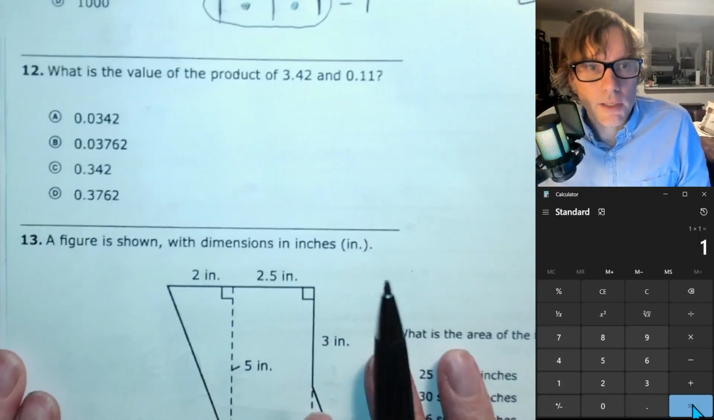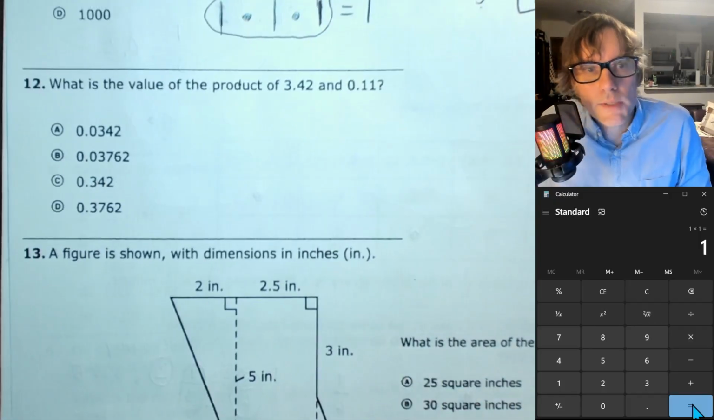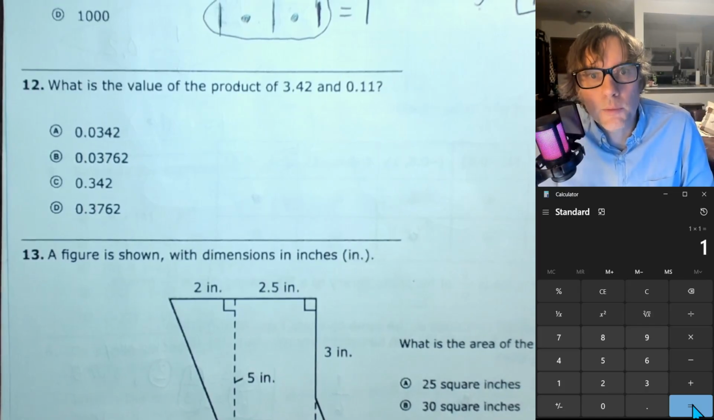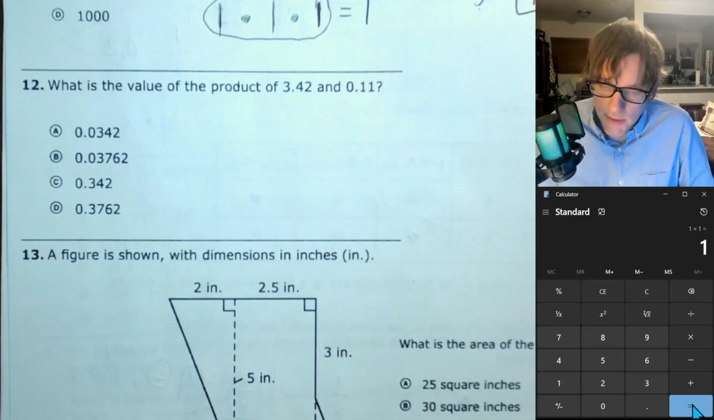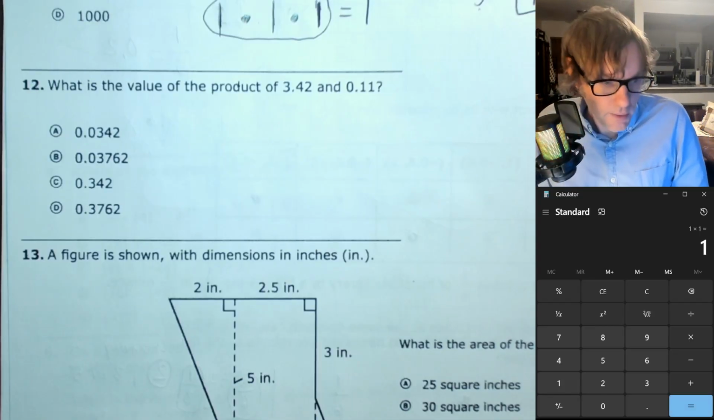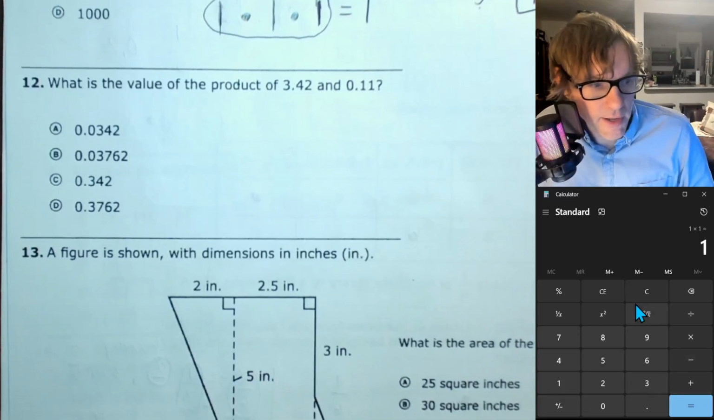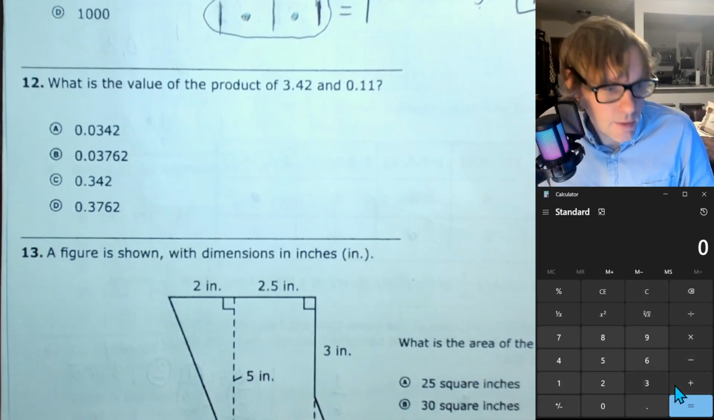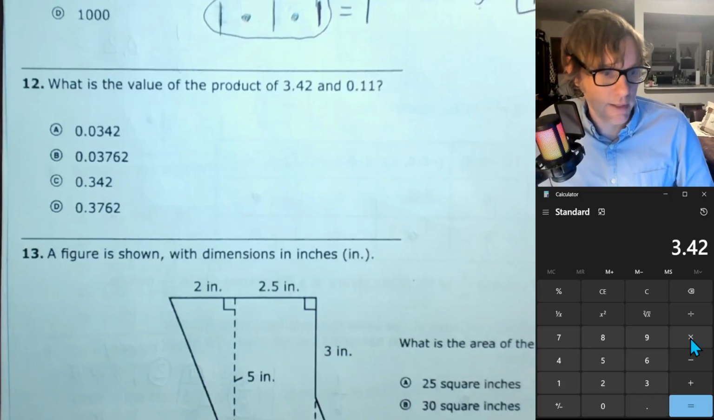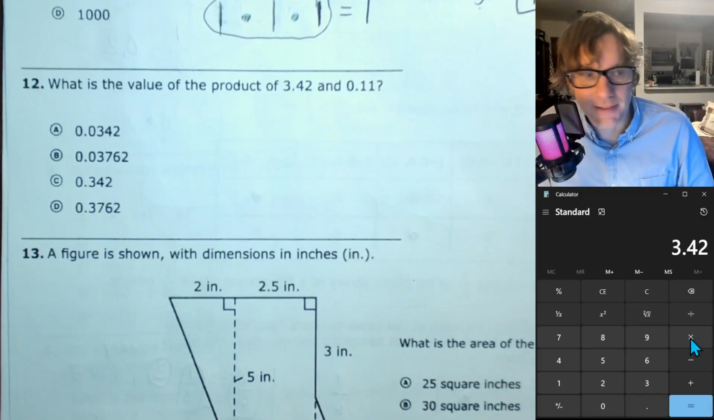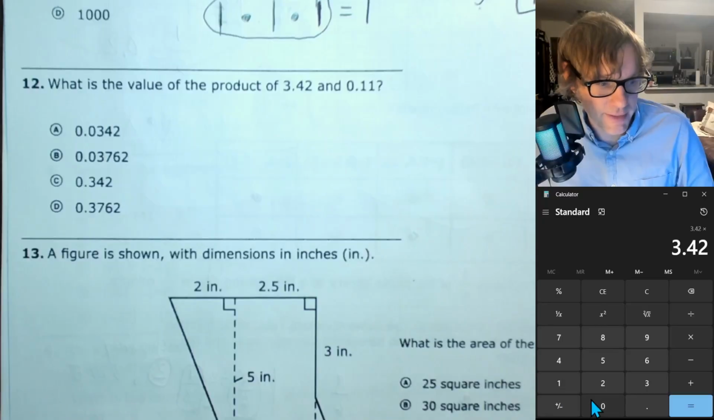All right, we're on to number 12. What is the value of the product of 3.42 and 0.11? Well, guess what, guys? This is as easy as it gets. It's just a calculator problem, all right? So just type it in and don't get this wrong. If you get this wrong, you're probably going to get a level 1 or a 2, so you can't get these ones wrong. You've got to get the easy ones right.